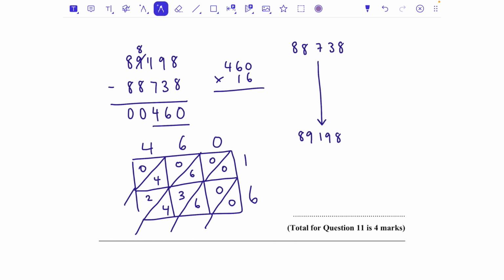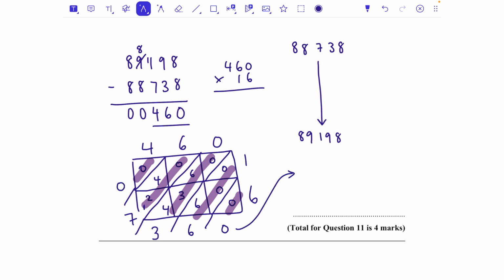Now all we do is add down each diagonal section. So in the first diagonal section I've got 0. 6 add 0, this one is 6. 6 add 4, add 3, add 0 is 13, so we put 3, and we carry the 1 into the next section. 4 add 2, add 1 is 7, and so that is 7,360 as my answer. There was nothing here.